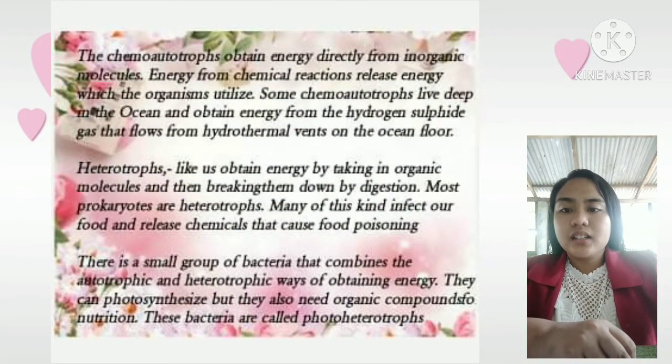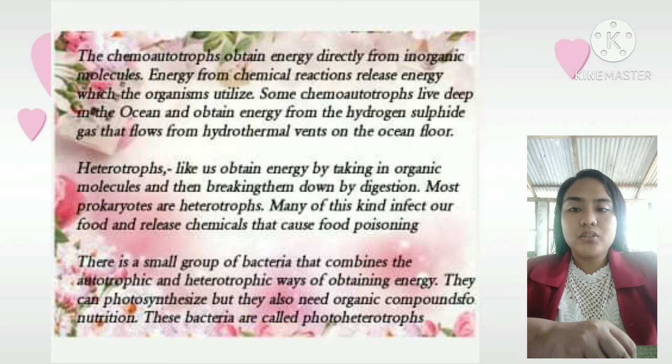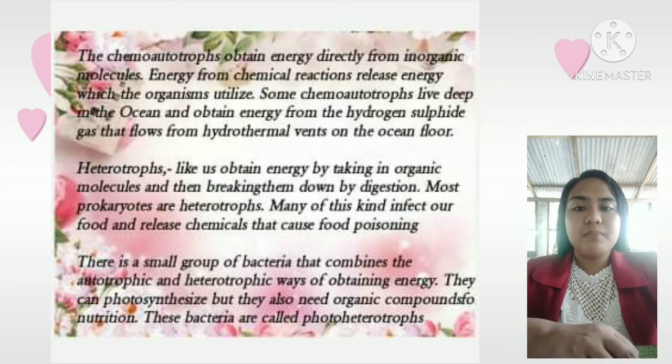The chemoautotrophs obtain energy directly from inorganic molecules. Energy can be released by a chemical reaction and utilized by the organism. Some chemotrophs live deep in the ocean and obtain energy from the hydrogen sulfide gas that flows into the hydrothermal vents of the ocean floor.